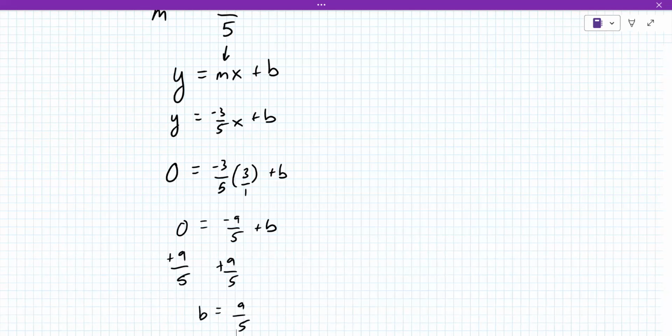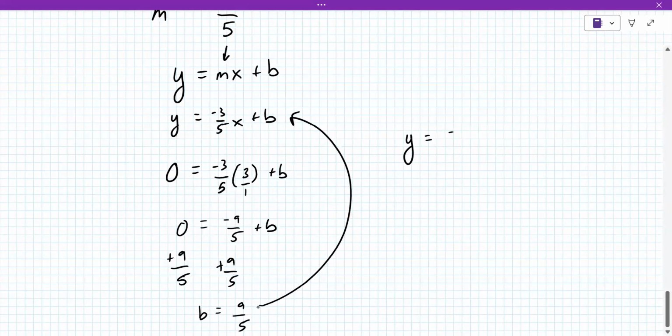9 fifths. So that goes back in here. So we have y equals minus 3/5 x plus 9/5.